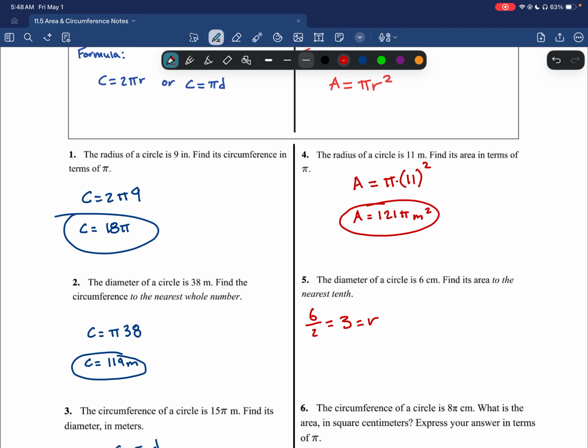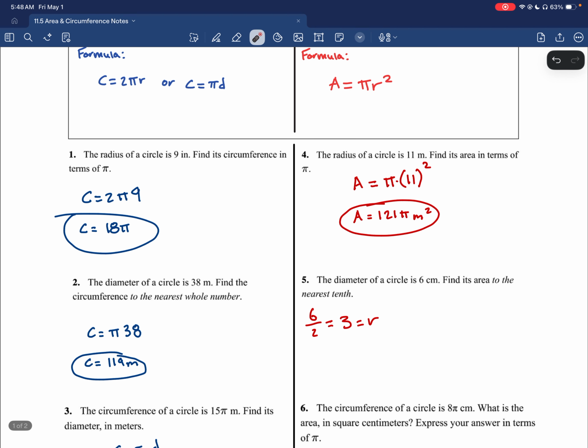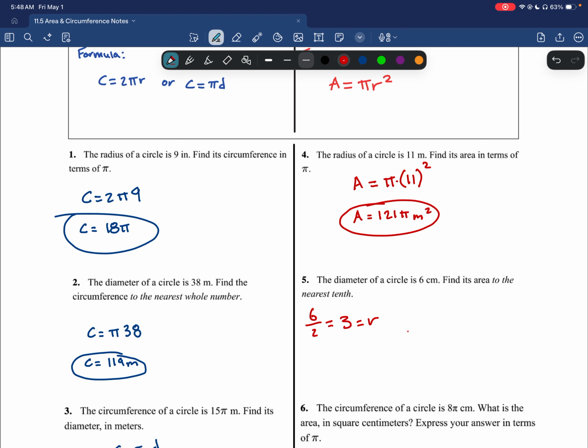Once you have your radius, now you can just plug it into this equation right here. So we got area is equal to pi times 3 squared. It wants it rounded to the nearest tenth, so I plug it in my calculator and I get area is equal to 28.3 centimeters squared.